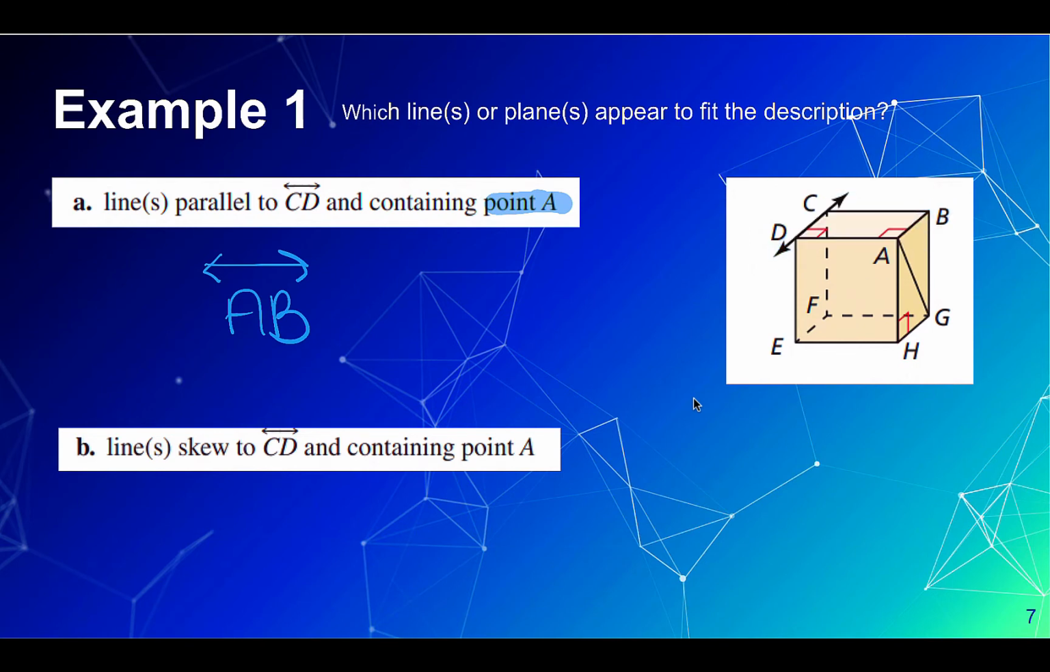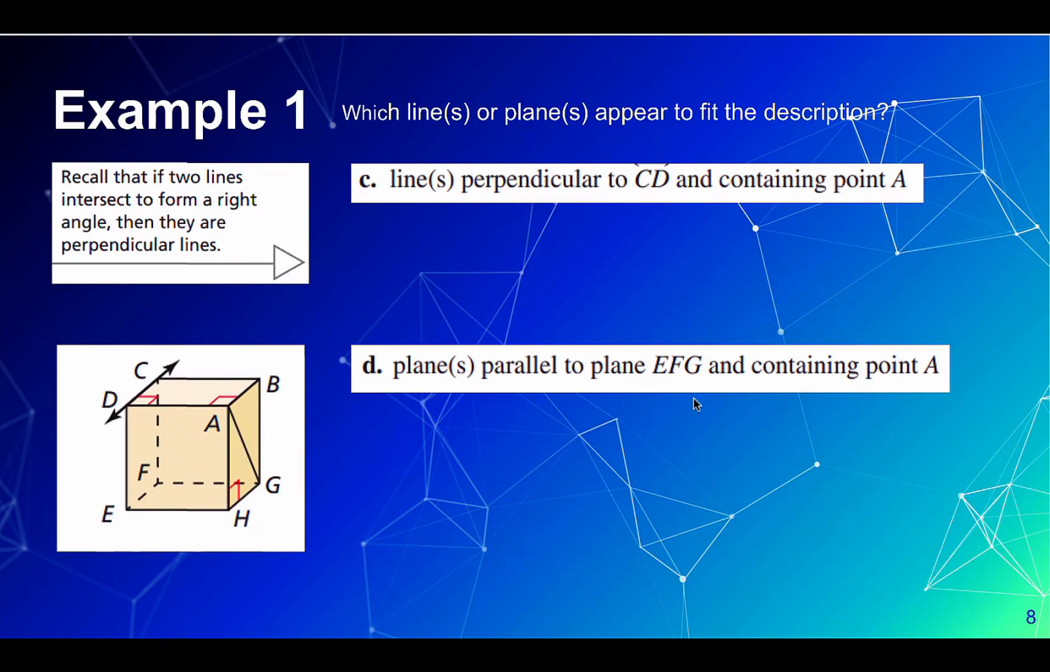B states which lines are skew to CD and contain point A. So skew means they're not on the same plane and they are not going to intersect. There's several of those lines, but the only one that contains A is line AH. And you could also say HA. That's okay. You can say it backwards.